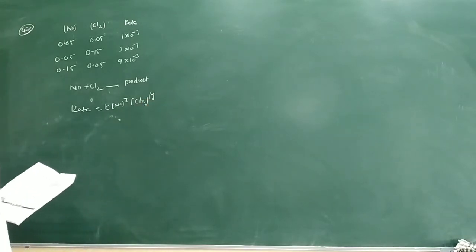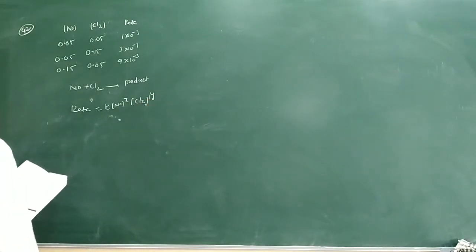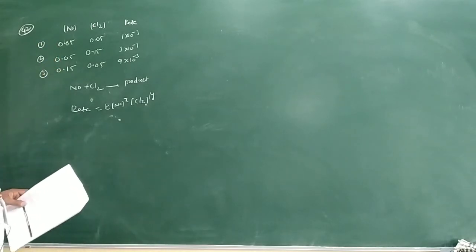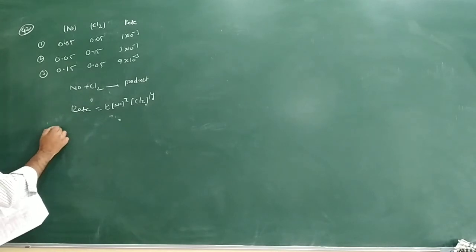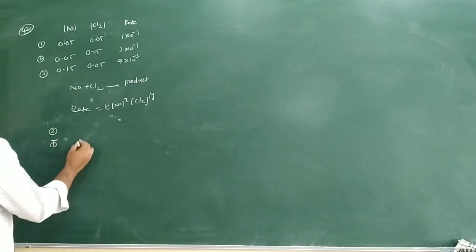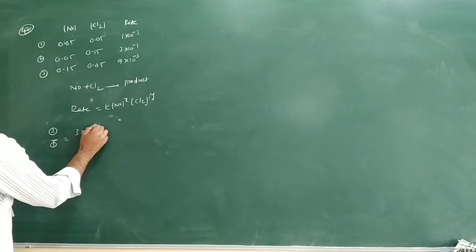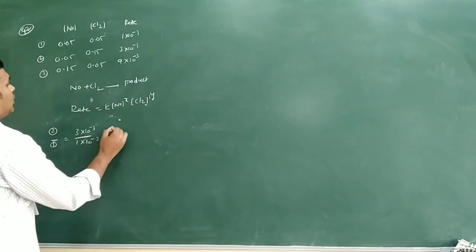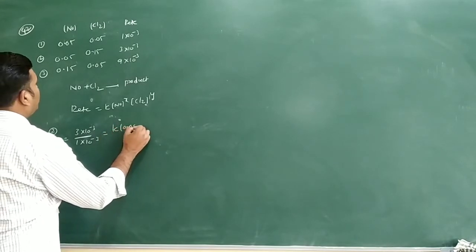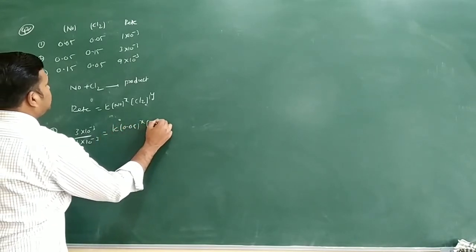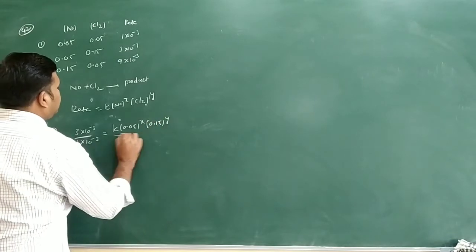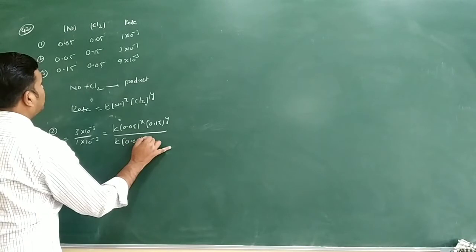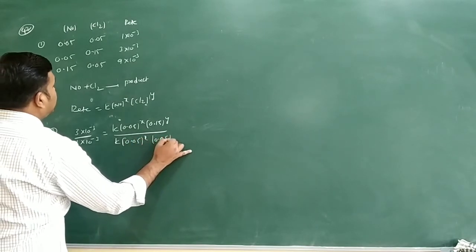So if you want to take the expression for this one, we can take here experiment 1, this is 1, and this you can take 3. If you want to take 2 by 1, 2 by 1 means what you will get, the rate. What are the rates given? This is 3 into 10 power minus 3 by 1 into 10 power minus 3. Okay, now what you can write here? k into this is 0.05 whole power x into this is 0.15 whole power y, by k into the first one, 0.05 whole power x into 0.05 whole power y.